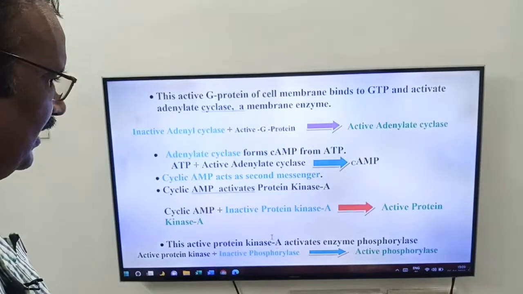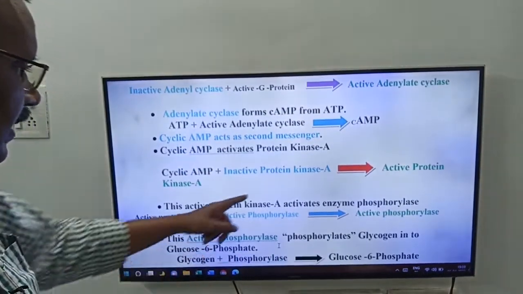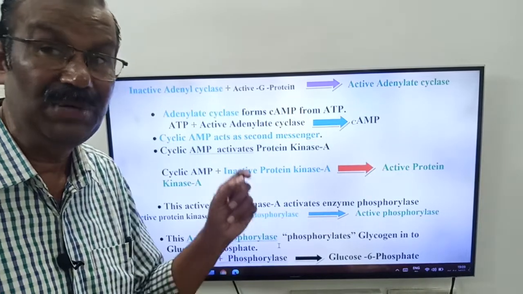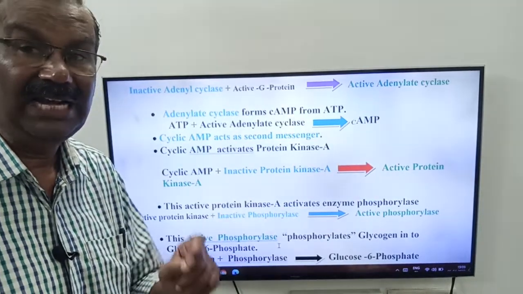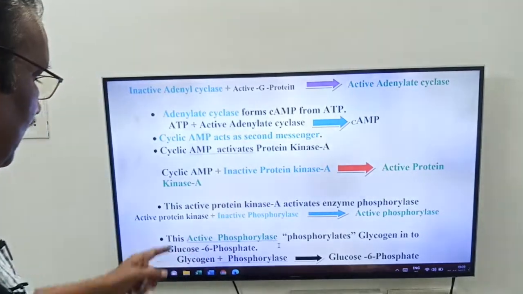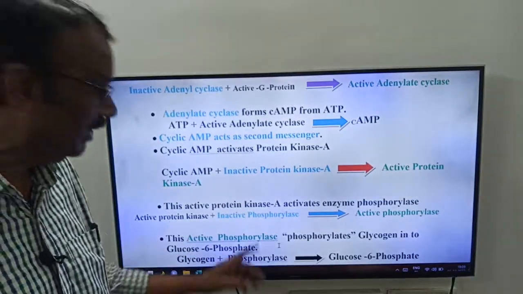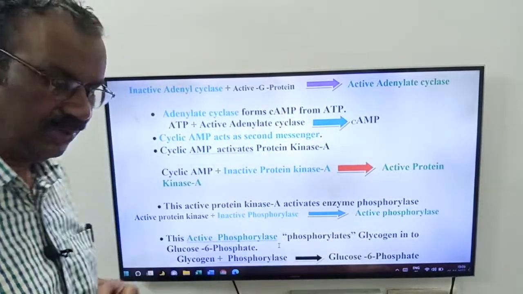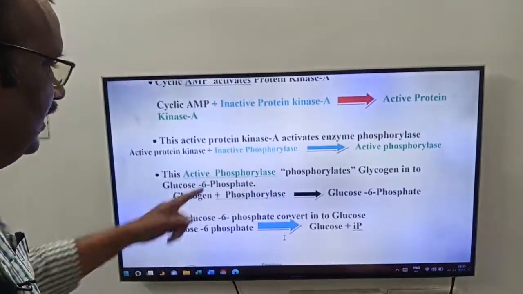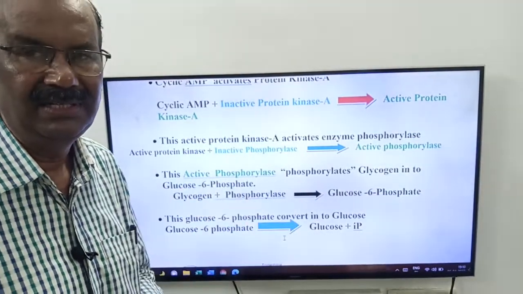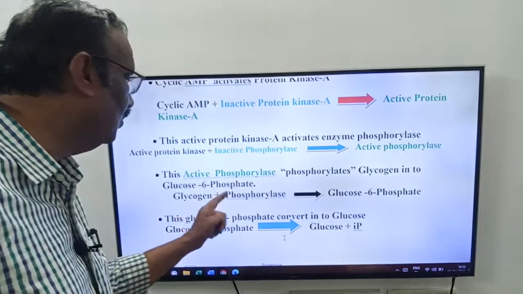This protein kinase A activates the enzyme phosphorylase, friends. Protein kinase A activates another enzyme. What is that, friends? Enzyme phosphorylase. Active protein kinase plus inactive phosphorylase gives rise to active phosphorylase. See, friends, this active phosphorylase phosphorylates glycogen into glucose 6-phosphate.